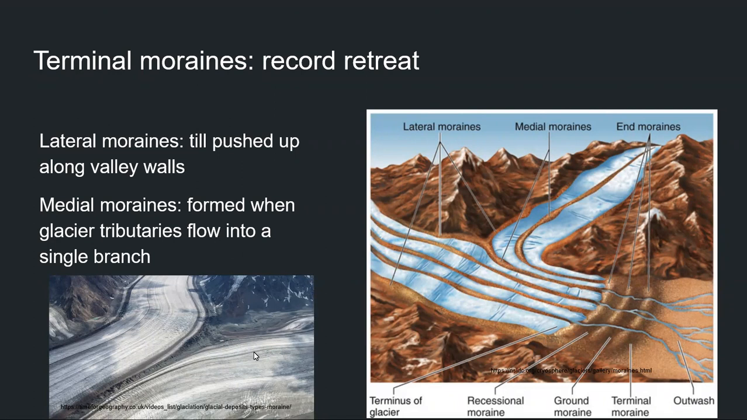There's also just a note about medial moraines here. They're formed when two tributaries merge into a single branch. So you take this moraine here. In that case, it's a lateral moraine. But once the two tributaries merge, it becomes a medial moraine.